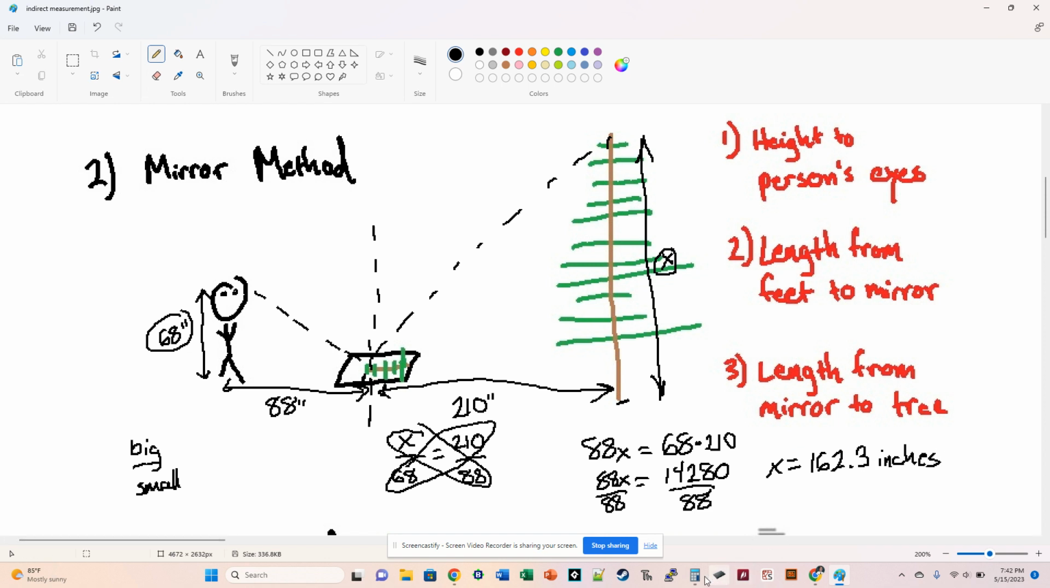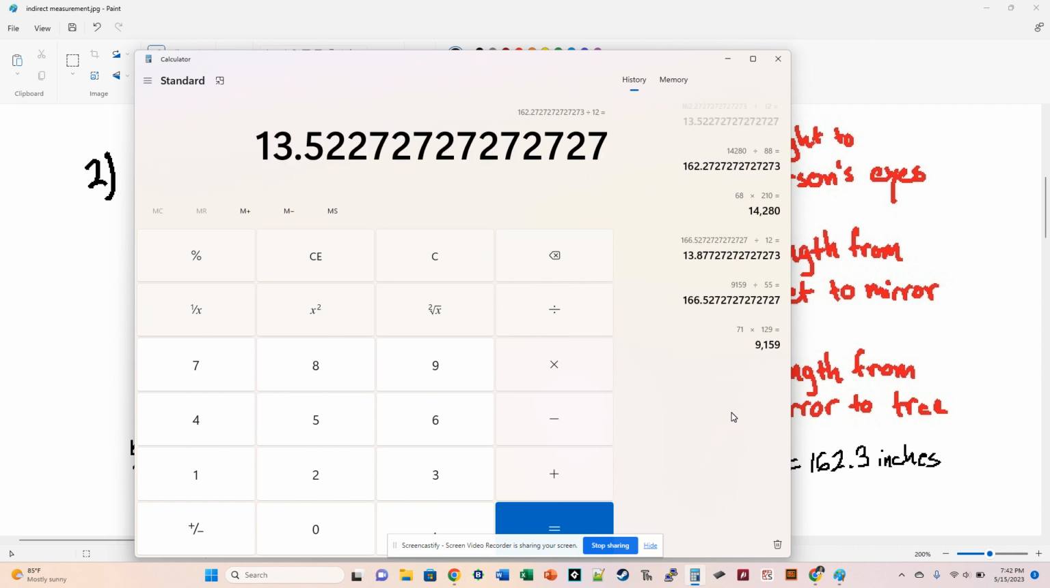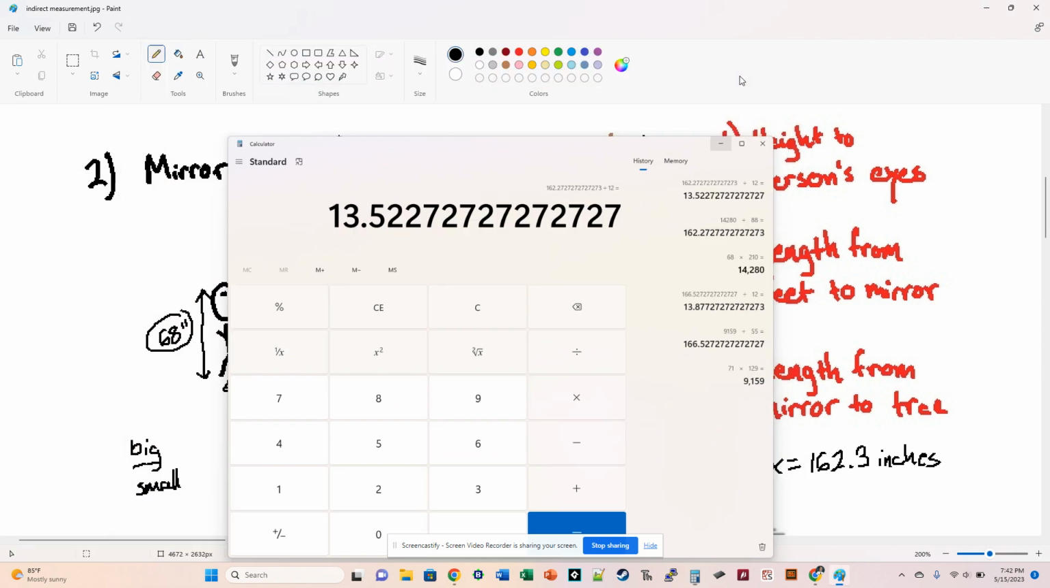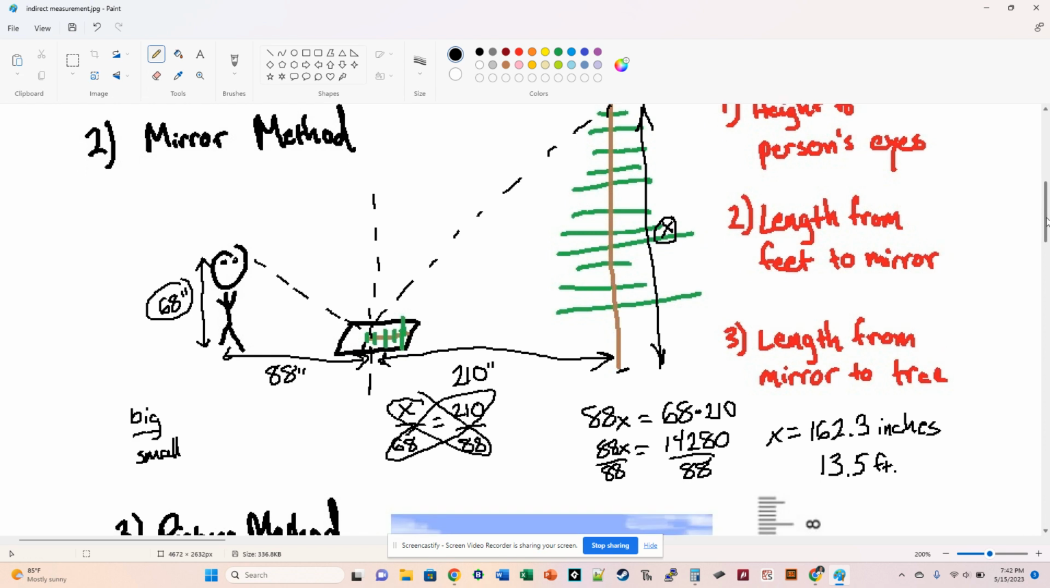And once again, I'm going to just see what that is in feet so I can see if I'm close or not to my last estimate. So I'll divide it by 12. 13.5 feet. That's fairly close. So that would be about 13 feet 6 inches.